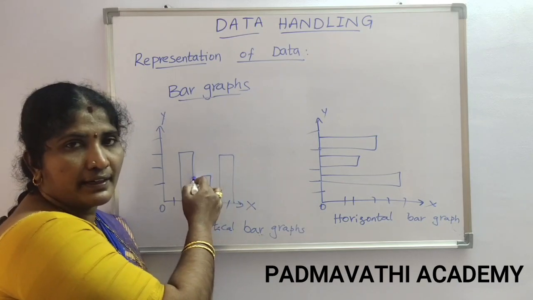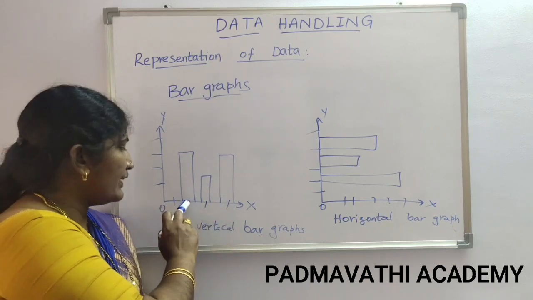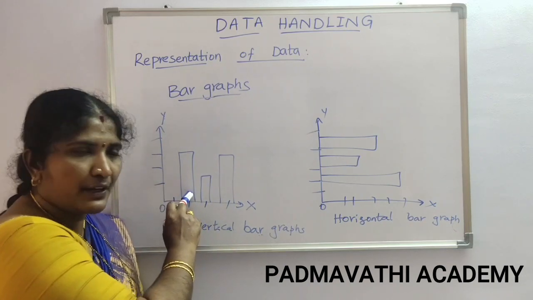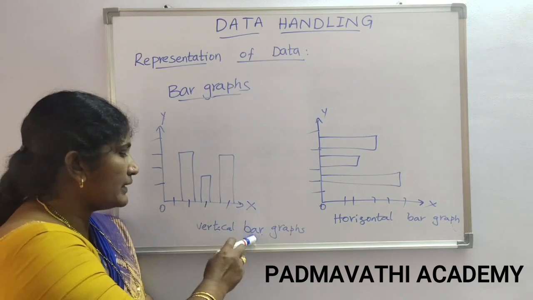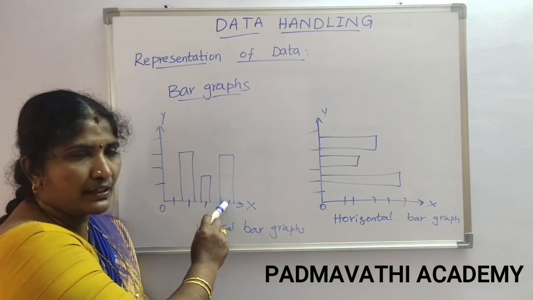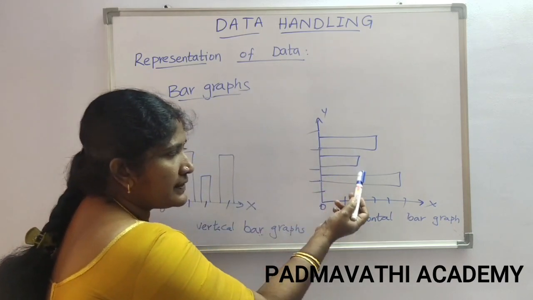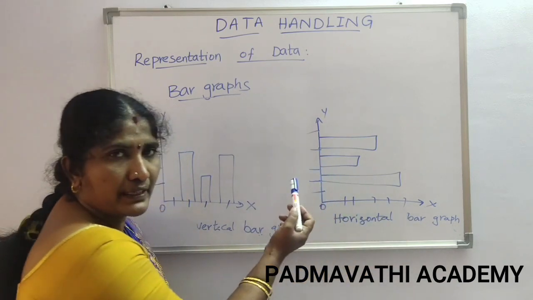The bars are rectangles. The width of the rectangles must be equal. If the rectangles are represented in a graph sheet like this, it is called the representation of a bar graph through vertical, that is, this is called a vertical bar graph. If the information is represented like this, it is called a horizontal bar graph.